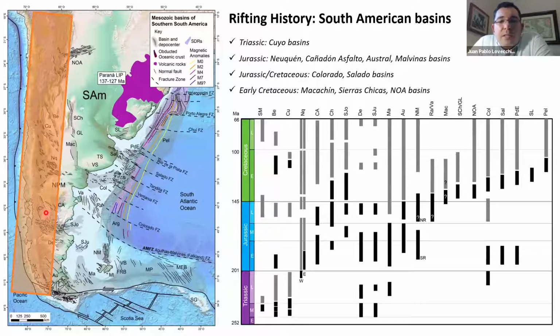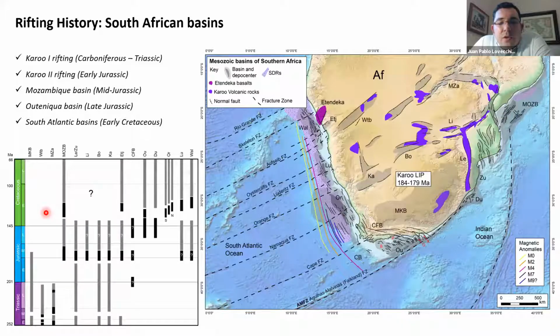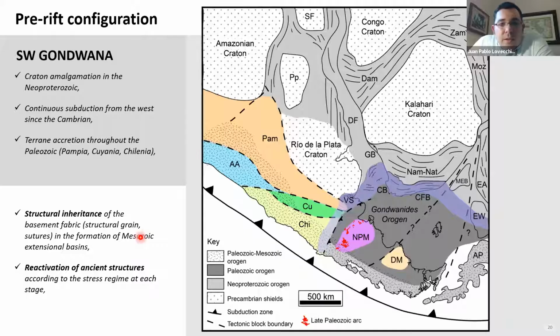For Africa, we did the same thing. We compiled the ages of rifting of all the Mesozoic rift basins that we could identify in the southern part of Africa, especially the southwestern part of Africa. And what we did was to put these rifting ages in black, and then we have in gray the ages of post-rift or not active rifting. We wanted to understand how Southwest Gondwana broke apart and produced the South Atlantic Ocean.